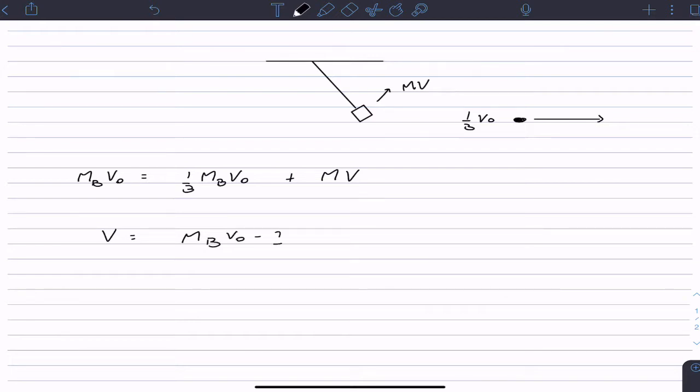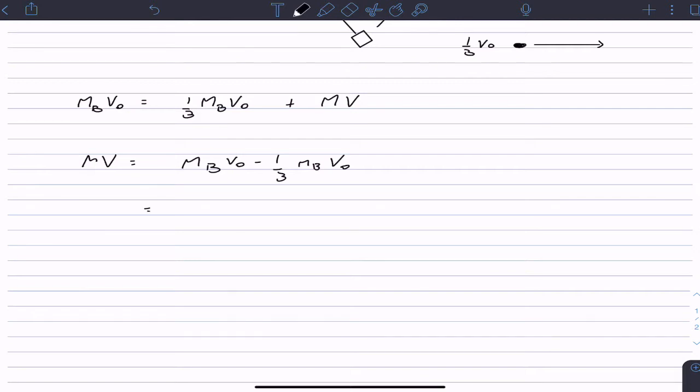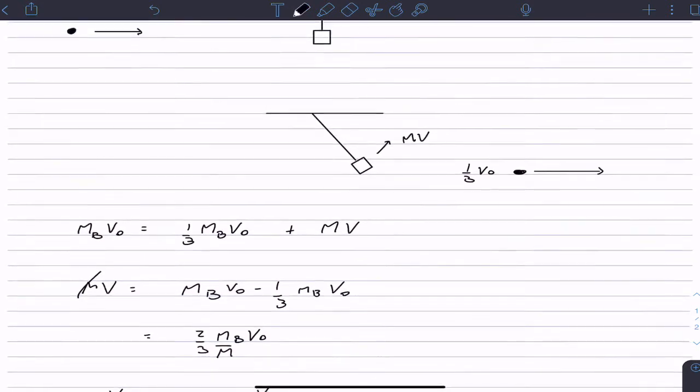mb V0 minus 1/3 mb V0. So now this is equal to 2/3 mass of the bullet V0, and then we're going to divide out this mass. So now we have the velocity of the pendulum is given as follows. There we go. Okay, so that's just using conservation of momentum.